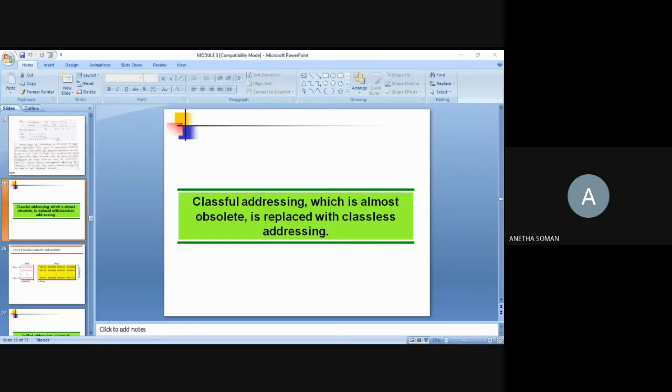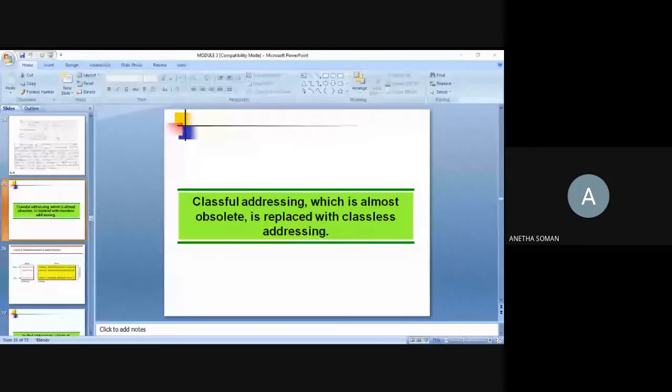The addresses are provided by the internet service provider. The meaning is that IP addresses are replaced by CIDR. CIDR means classless inter-domain routing.